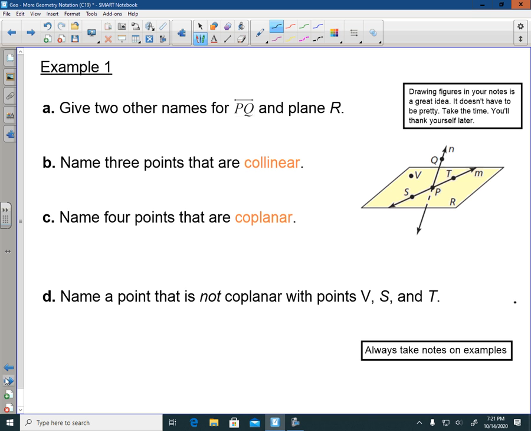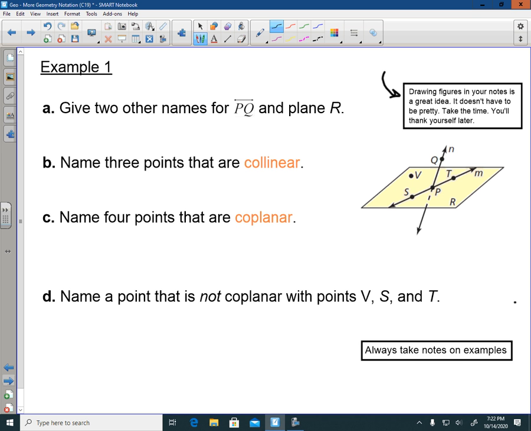So let's get into talking about symbols just a little bit further. Now, I've got a note over here. Drawing figures in your notes is a really great idea. It doesn't have to be pretty. Take the time. You're going to thank yourself later. So this diagram that we have here, we've got this parallelogram that is indicating a plane. We've got a line that is right in it, and then we've got another line that kind of goes through it. And we're going to use this diagram to pick out some of the pieces that we're being asked for.